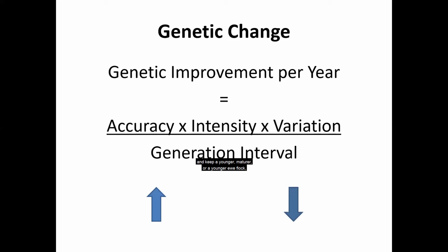As we decrease the generation interval, as we keep turning the generations over faster and keep a younger, mature, or a younger ewe flock, for example, we increase the genetic improvement per year. Okay, some conceptual things, but this is the key to animal breeding right here, the key equation. So if there's specific questions about this, we can return to them.